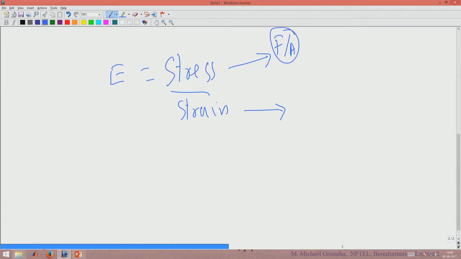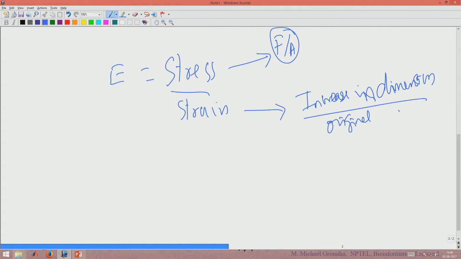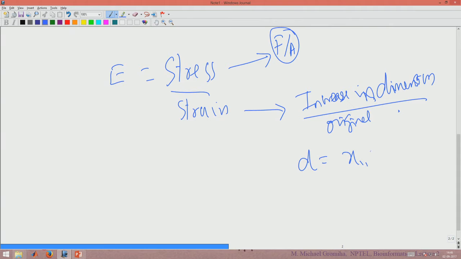What is strain? Increase in dimension divided by original dimension, right. So, if it is without any change, then this is right. Now in the 3D structure you can calculate the distance between the first one and the fourth one, with the coordinates x1, y1, z1 and x2, y2, z2. Then from this distance and the original distance you can calculate the difference. From this difference you can calculate the rigidity, right. So, this is the direct way to get the Young's modulus.